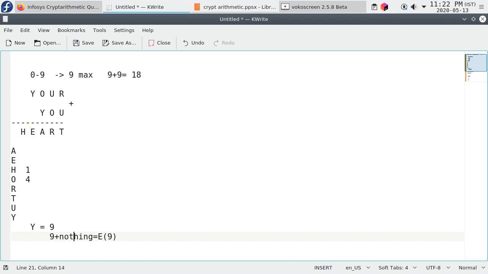That is wrong. So in column 3, these two values should produce a carry. Then Y plus carry, that is Y plus 1. I am assuming Y is 9, so it produces 10. That means 1 becomes the carry and 0 becomes the value of E. So E is 0 and Y is 9.